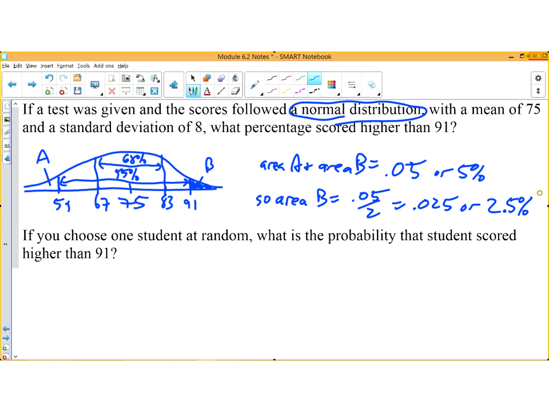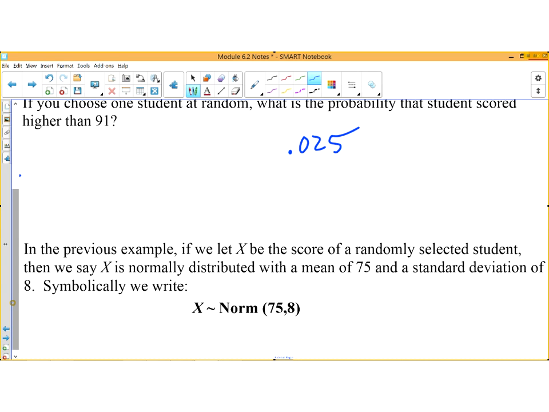If you choose one student at random, what's the probability that student scored higher than 91? I just give that as the decimal answer. Probabilities we usually give as decimals, and that would be the answer. I don't have to do any additional work there.